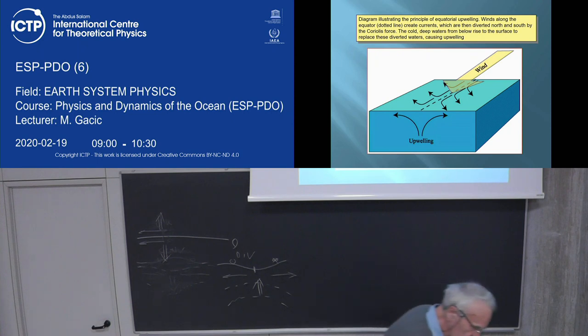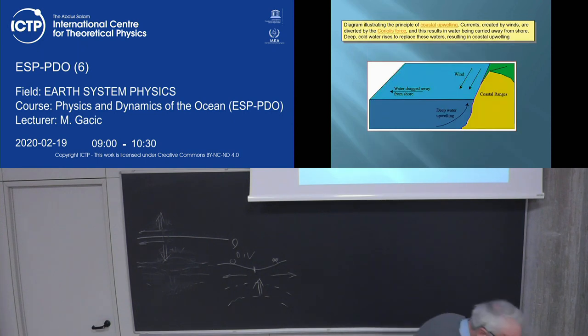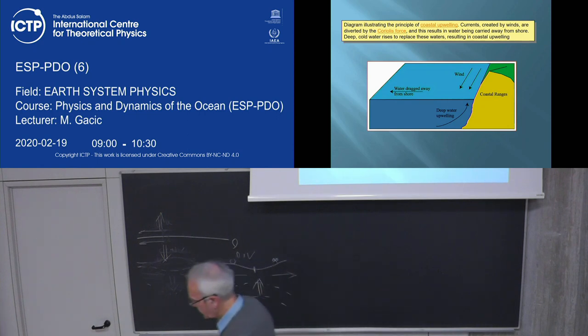Let's go back because I lost a few things. This is how the spatial variability of the wind field generates the upwelling or downwelling. But the upwelling or downwelling can be generated also by the coastline. Even though you have a horizontally homogeneous wind field, due to the fact that there's a coast over there, this creates the vertical upwelling.